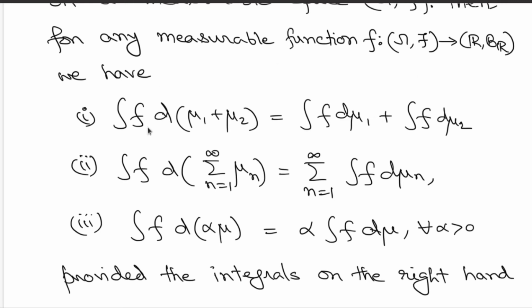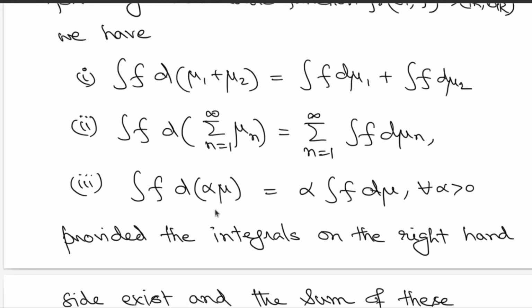So if you are going to integrate the function f with respect to the measure mu1 plus mu2, all you have to do is to separately integrate the function with respect to mu1 and with respect to mu2 and then add them up. And the same relation is true when you are talking about this infinite combination of mu-n's. So all you have to do is to individually integrate them and then add up the results.